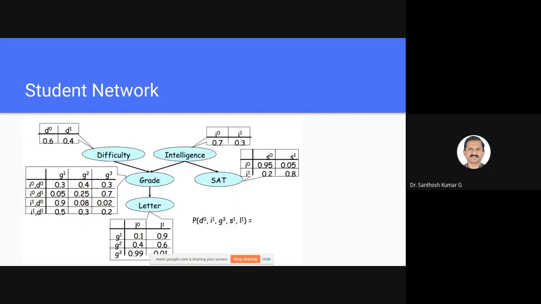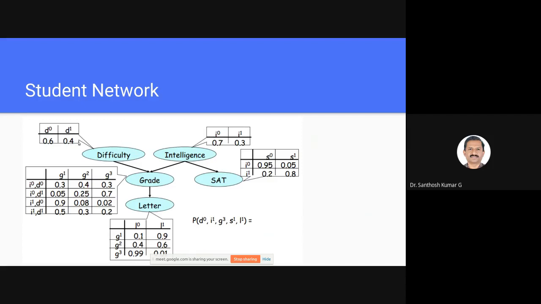So let's move on to the probability distributions associated with each random variable. You can see that here the difficulty random variable is basically a binary variable. It's a binary value. So D can take two values, D is 0 or D is 1, right? This may represent the difficulty level associated with the course that the student is taking.